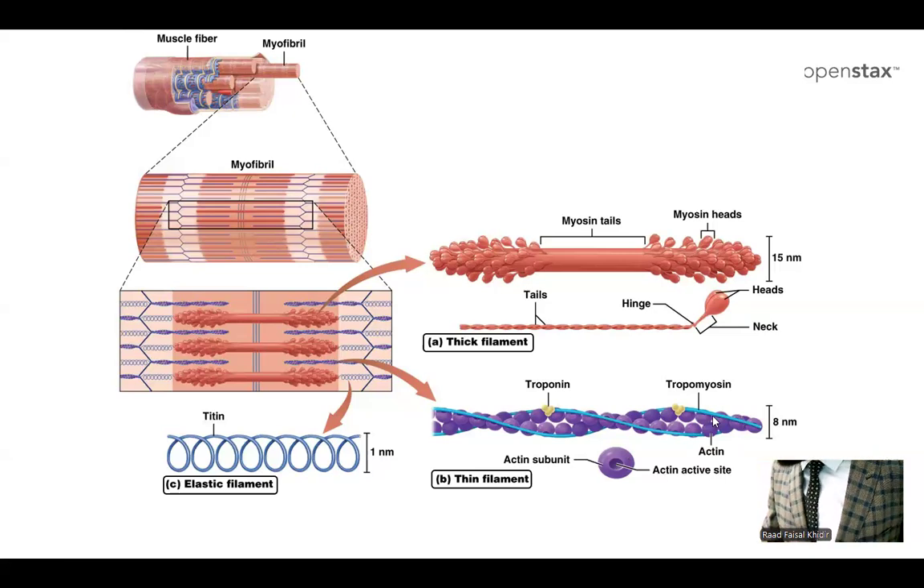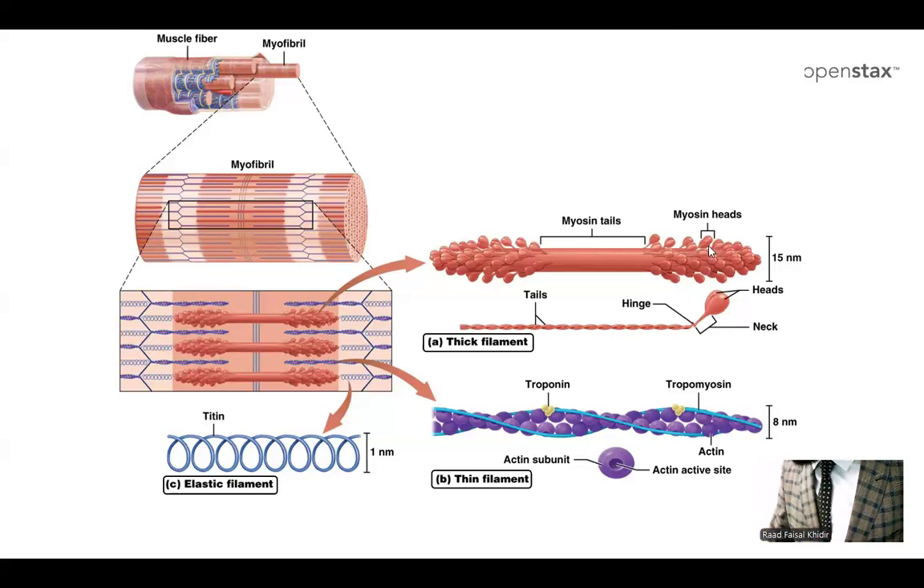But look, that's not all we have. We have tropomyosin and troponin. You see tropomyosin, the long rope, and you see the yellow troponin? These are not contractile proteins. These are regulatory proteins. You see the regulatory proteins? That is tropomyosin and troponin. You have to know that.